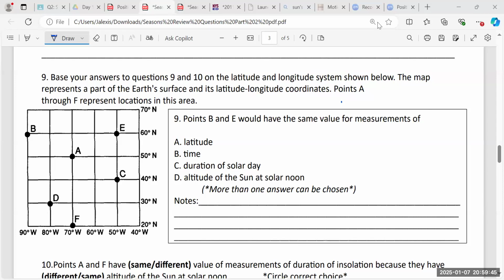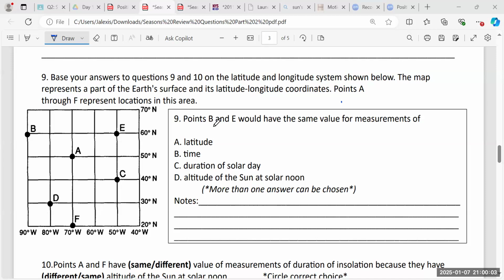Number 9, base your answers to questions 9 and 10 on the latitude and longitude systems shown below. The map represents a part of the Earth's surface and its latitude-longitude coordinates. Points A through F represent locations in this area.